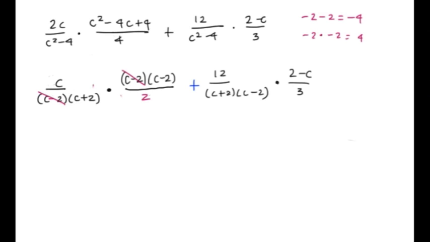So what are we left with? If we erase the c minus 2's here, and if I erase that c minus 2 here, what are we left with? We just multiply across, right? So that's going to be c times c minus 2 over 2 times c plus 2.